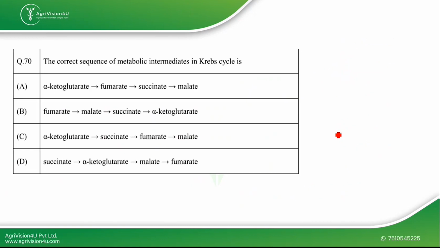Now moving towards the next question, that is the correct sequence of metabolic intermediate in Krebs cycle. We all know Krebs cycle is also known as TCA cycle or citric acid cycle. Okay, tricarboxylic acid cycle, citric acid cycle, or it is also known as the Krebs cycle. Why is it known as Krebs? Because it was found by the scientist known as Krebs, hence the name Krebs is given.